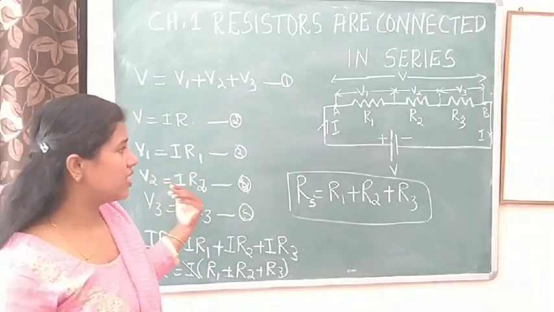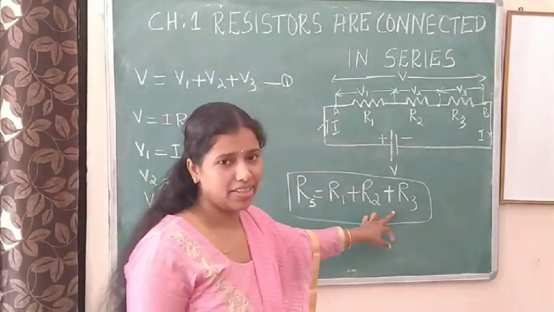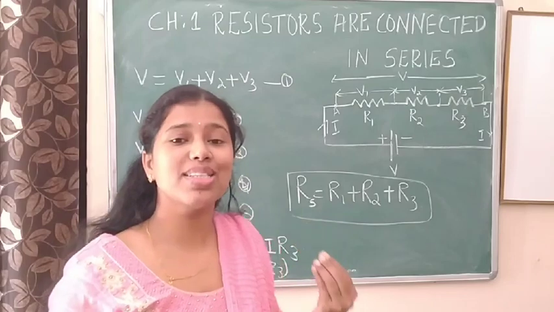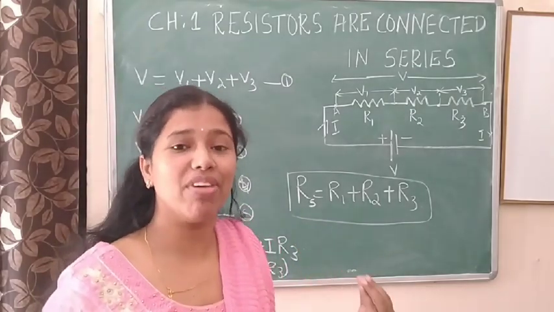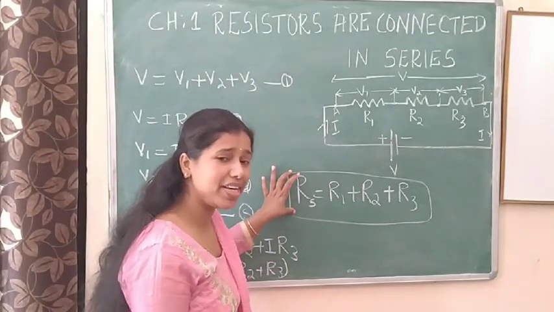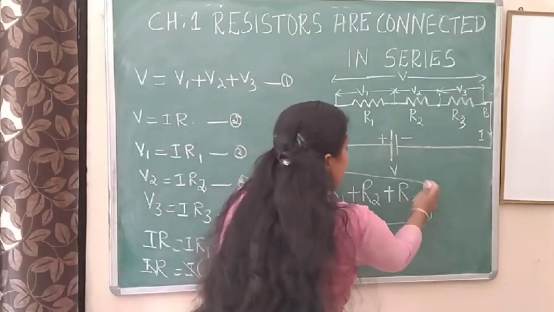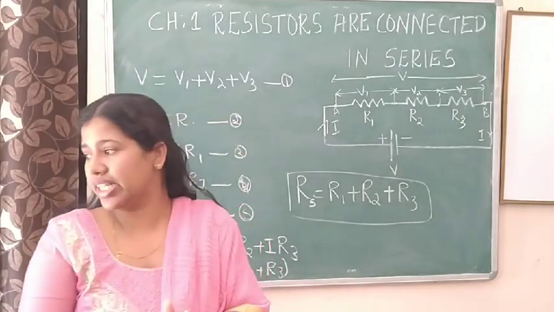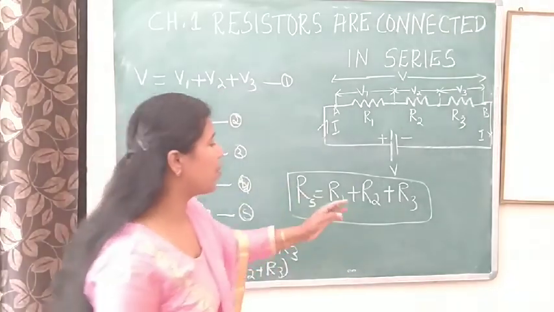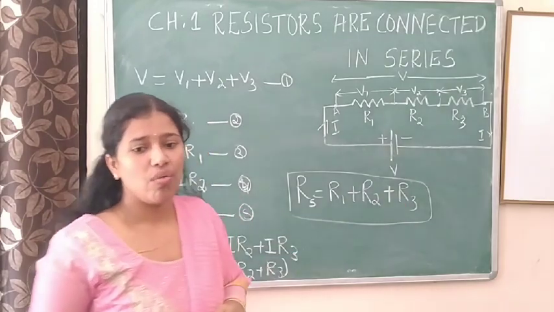Then what are the features? This is our final equation: RS is equal to R1 plus R2 plus R3. What are the features of resistors connected in series? The first feature is that the total resistance RS is the sum of the individual resistances, R1 plus R2 plus R3. That's the first feature.